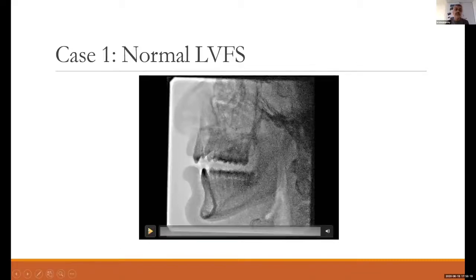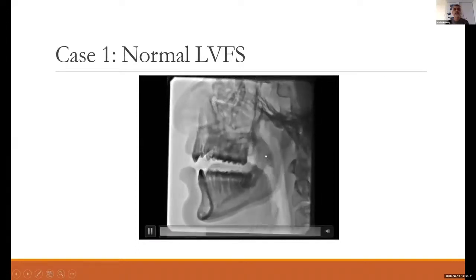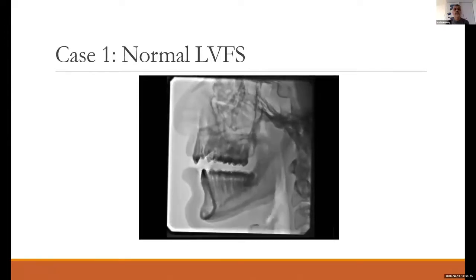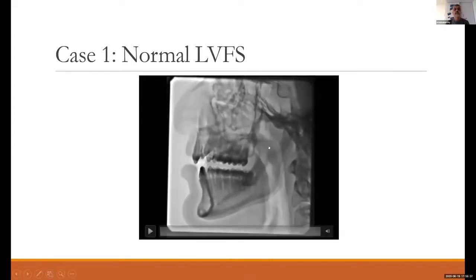Okay, so when I say this is a normal LVFS, a lateral video fluoroscopy, you can listen to a normal sample.